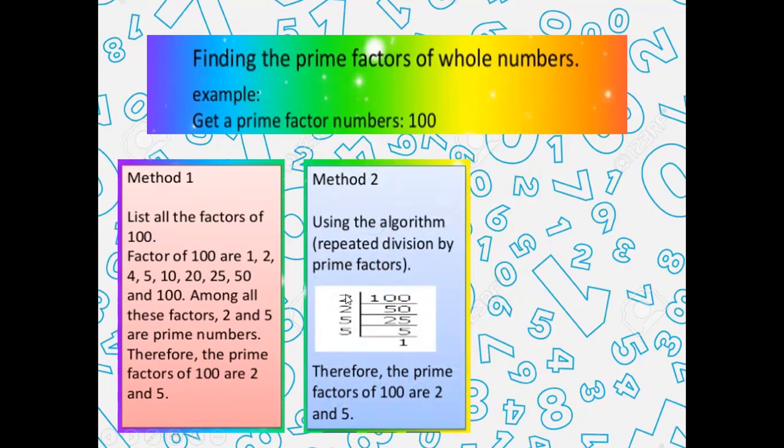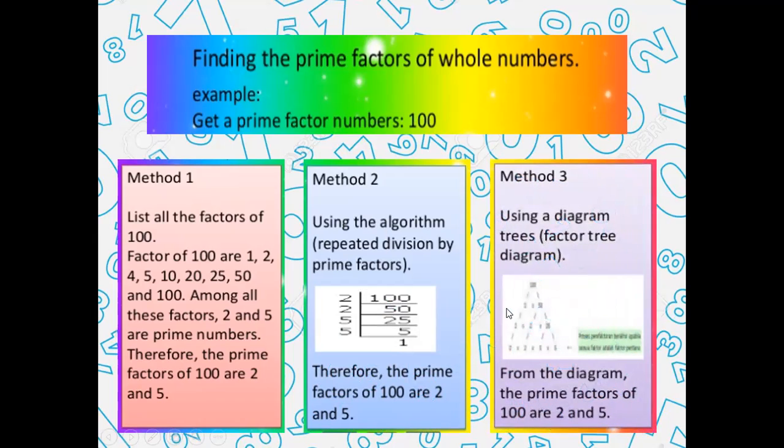So 100 divided by 2, 2 is a prime, so we have 50. 50 divided by 2, which is a prime, we can have 25. 25 divided by 5, we can have 5, and then 5 divided by 5, then we have 1. So we call this an algorithm or a short division. Therefore, from this we have 2, 2, 5, 5. Since we have two of the same numbers, we just take one of each. So the prime factors of 100 are 2 and 5.